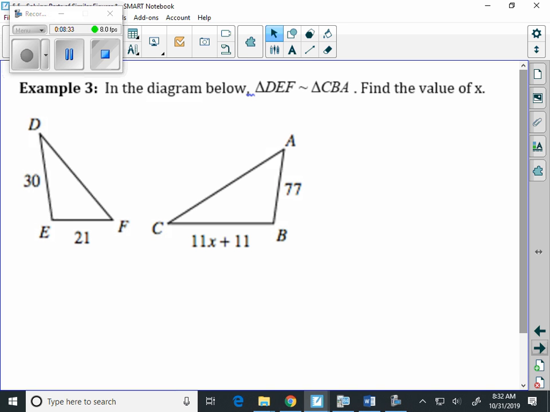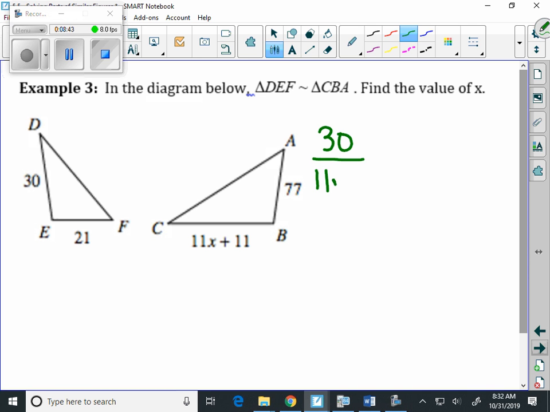But if we start here, DE is 30. And CB is the 11x plus the 11. The other side length that we know is AB here, which is the second and the third values. So EF goes along with that. We can compare those. EF is in the second and the third place. It has a length of 21. And BA has a length of 77.